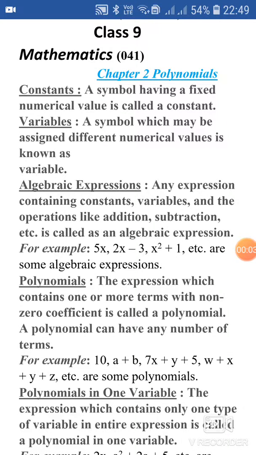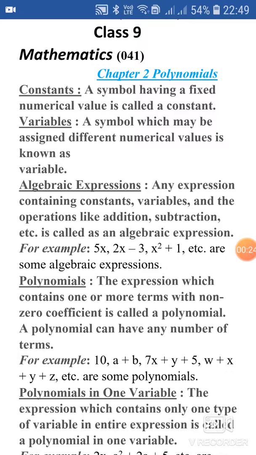Today we are going to discuss chapter 2, Polynomials. As you have already discussed many concepts about this chapter, we are going to do it again. The first concept is constants. A symbol having a fixed numerical value is known as a constant. For example, 2, 3, 4, 5.